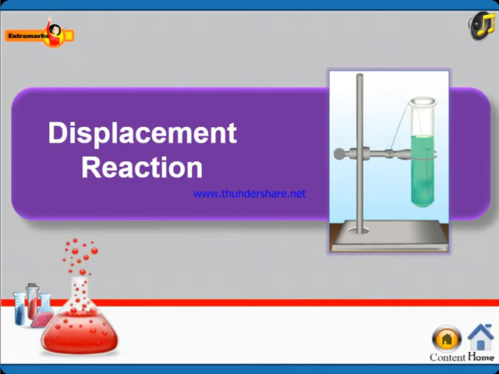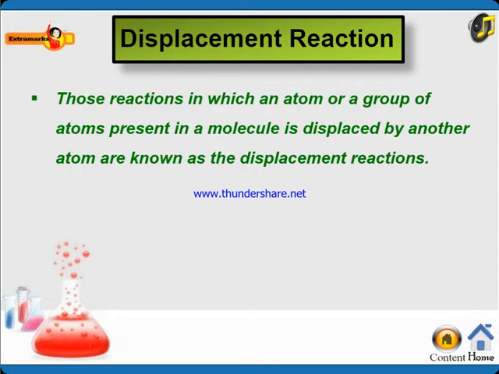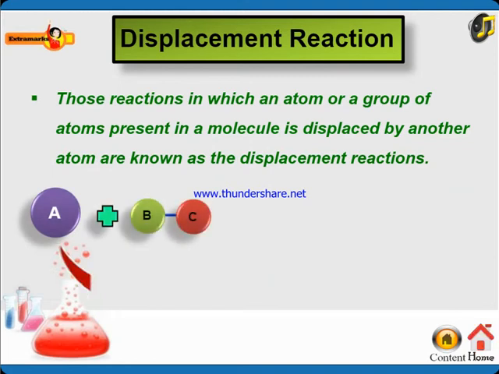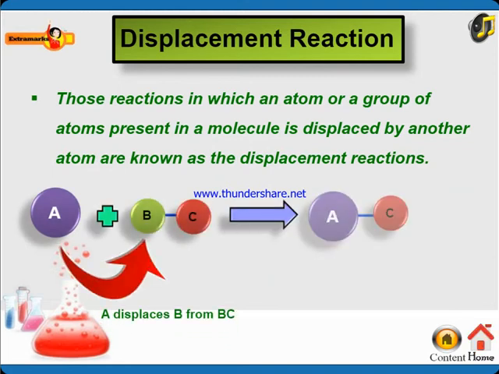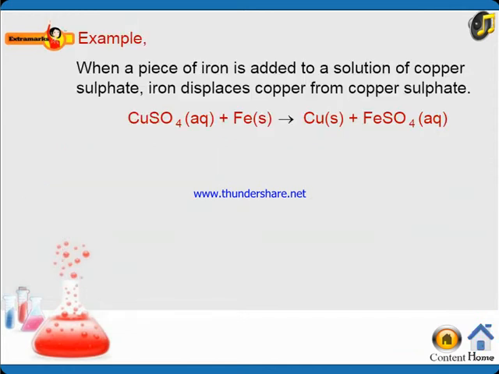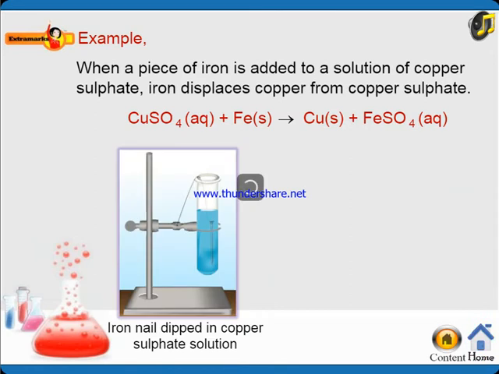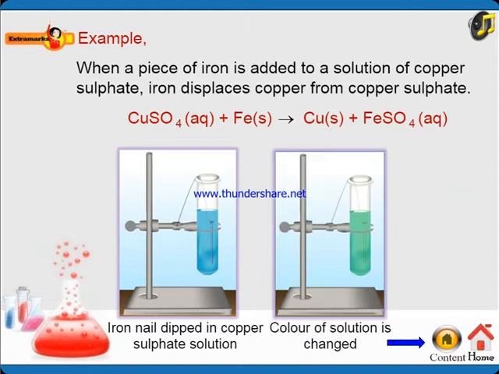Displacement reaction. Those reactions in which an atom or a group of atoms present in a molecule is displaced by another atom are known as the displacement reactions. For example, when a piece of iron is added to a solution of copper sulfate, iron displaces copper from copper sulfate. Let us watch an animation for the detailed explanation.